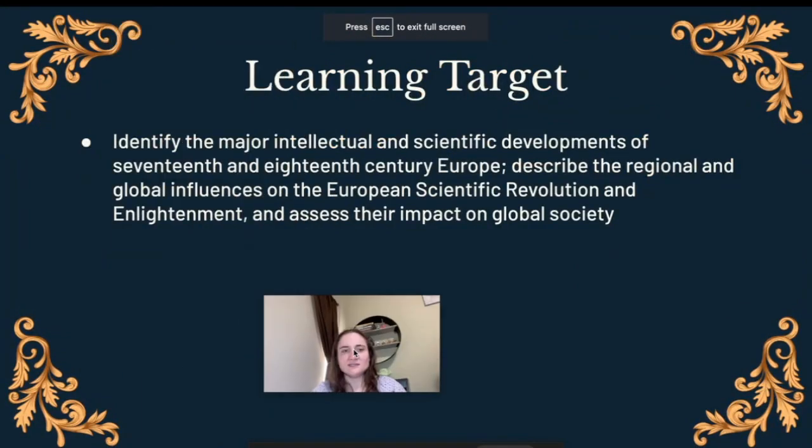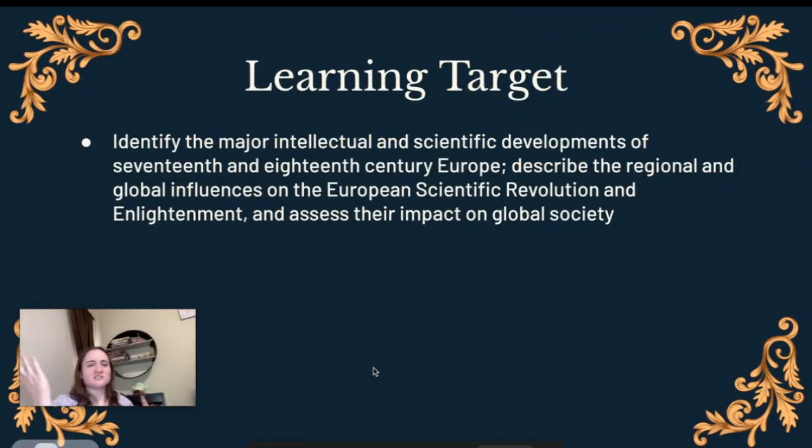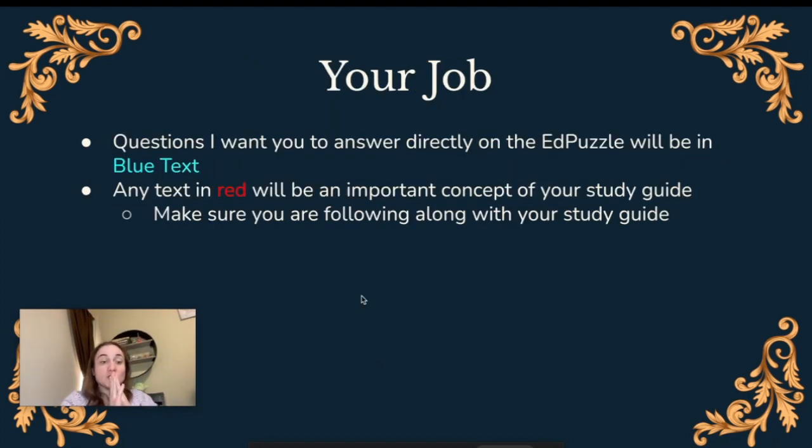So, the learning target is to identify the major intellectual and scientific developments of 17th and 18th century Europe, describe the regional and global influence on the European Scientific Revolution and Enlightenment, and assess their impact on global society. Whoa, that's a lot. Anyway, your job today: questions that I want you to answer directly on the Ed puzzle will be in blue text. Any text in red will be an important concept on your study guide, so make sure you are following along with your study guide.